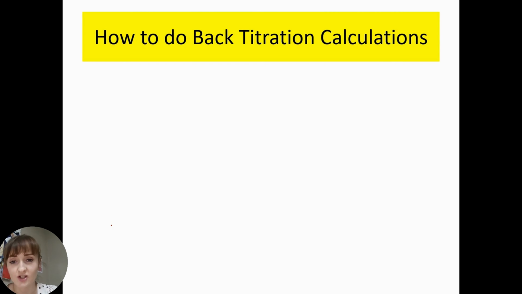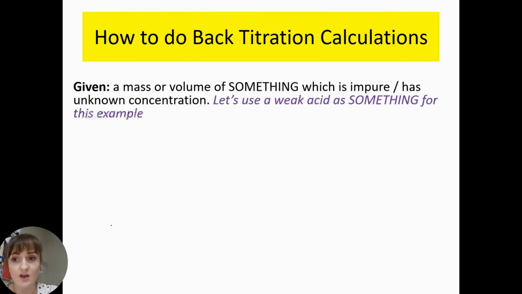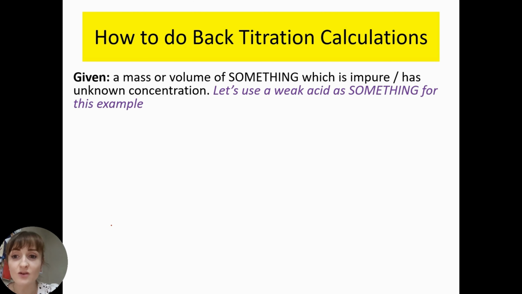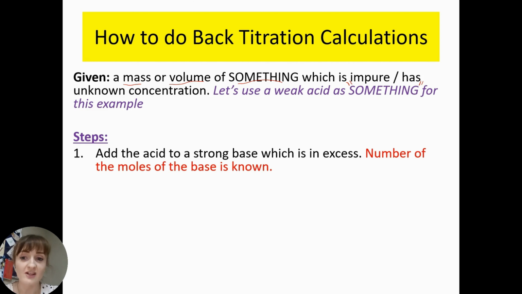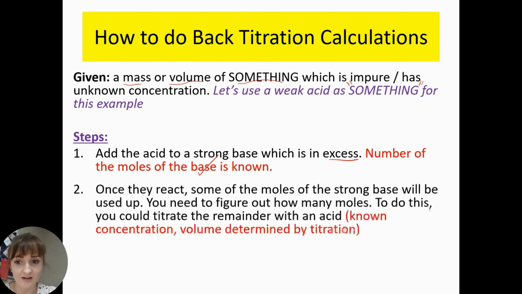Back titration calculations will all follow a pretty similar process, where initially you'll have been given a mass or a volume of something, and that something will be either impure or has some kind of an unknown concentration. For this example, let's just use the weak acid as our something, because it will make it a little bit easier to explain. So your steps will be as follows. You'll add your acid or something to something that it reacts with, so maybe a strong base, and you make sure that strong base was in excess. Remember that you know the moles of the base when you're starting.